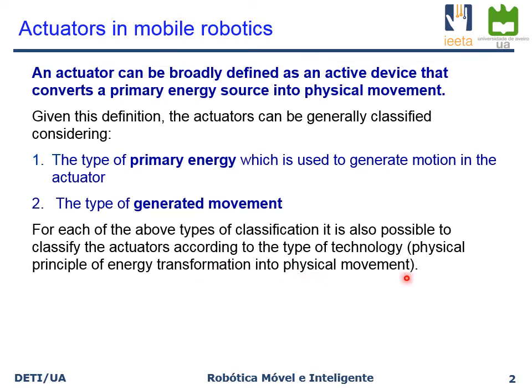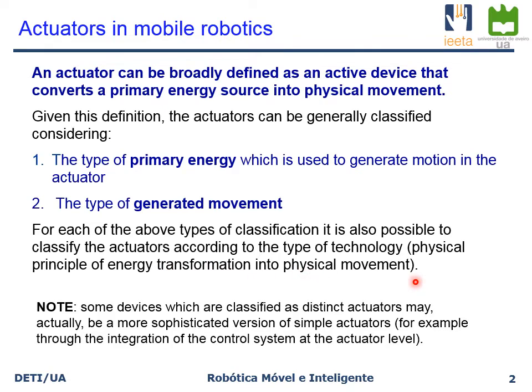There is a note also that some devices, when we talk about actuators in general in robotics, which normally I classify as distinct actuators, may actually be a more sophisticated version of a simple actuator. For instance, we can consider the actuator itself integrated with a control system, in this case the electronic control system, responsible for the actuation level.